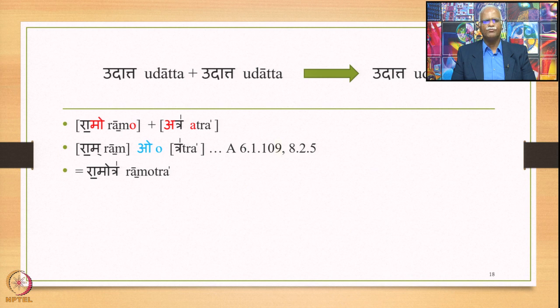In fact, by 825, ekadesha udattena udattaha, o will become udatta. So, we have ramotra where o is udatta. And because ra comes before it, it is marked as anudatta with a horizontal bar below ra, and tra is treated as swarita with the vertical bar on top of the letter. This is how the accent rules are fed by the sandhi rules, ach-sandhi rules.